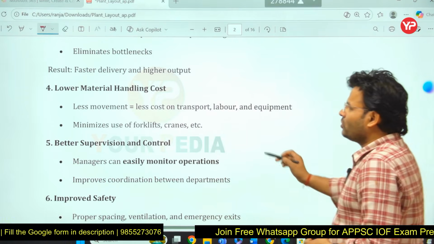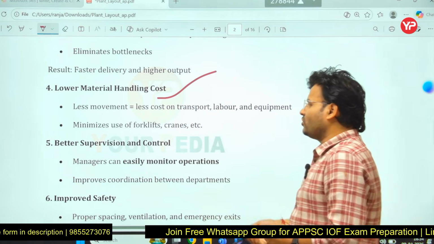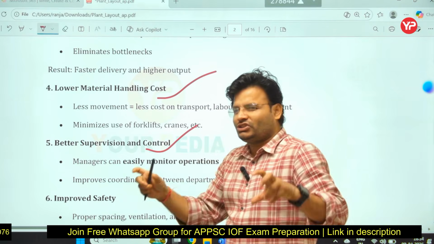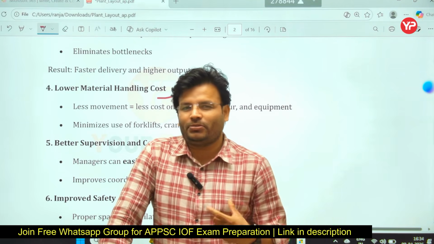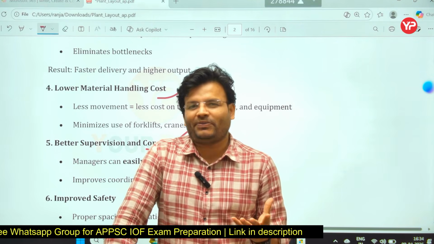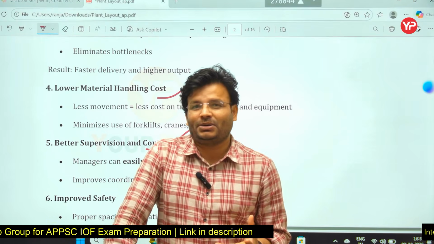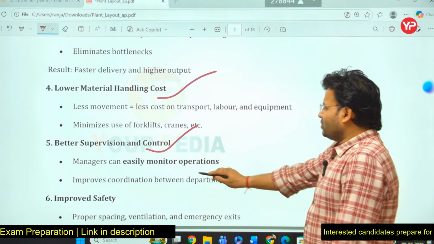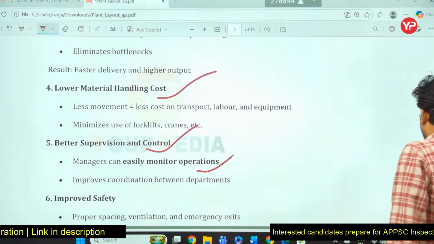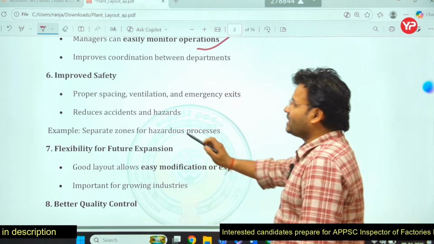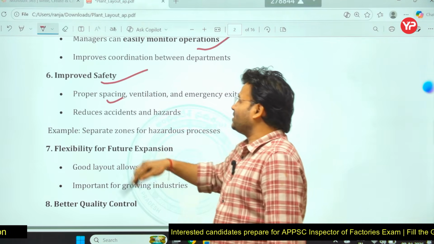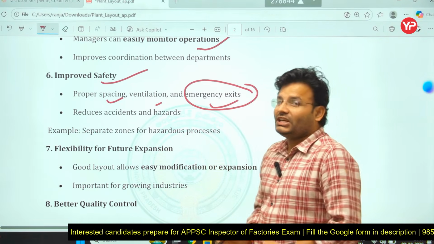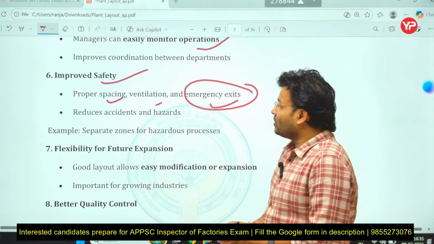Next, lower material handling cost, and better supervision and control. If everything is in a sequential manner, it will be easy to control, easy to supervise, and easy to inspect the material. That is the advantage, you can easily monitor operations. Obviously it will also improve safety. Proper spacing, ventilation, which is most important, and emergency exits should be there.